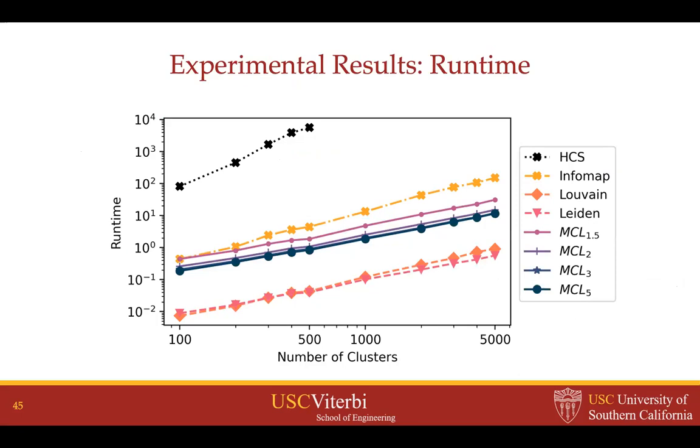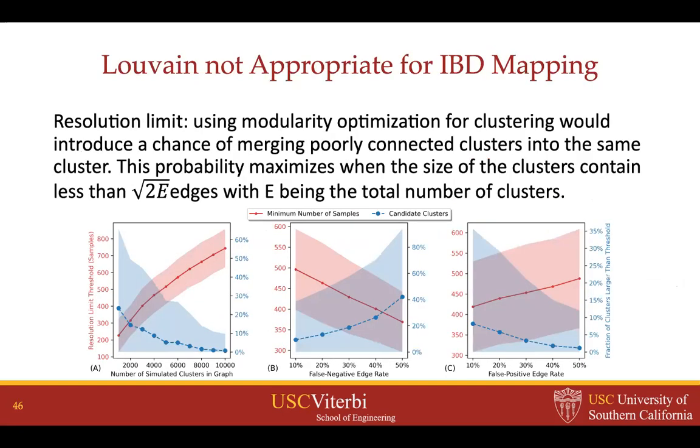And the original algorithm, HCS, which was the commonly used algorithm for IBD mapping, was so slow that it couldn't finish all the experiments that we had planned. We found that a phenomenon called resolution limit limits the ability of Louvain, Leiden, and other greedy modularity optimization algorithms to perform well for IBD mapping, because they end up lumping and merging poorly connected clusters into the same cluster.